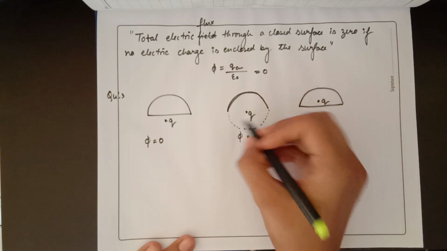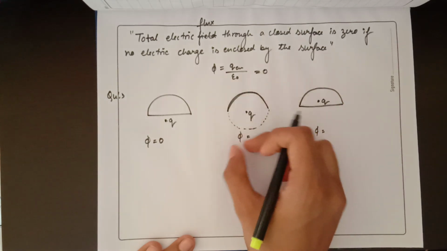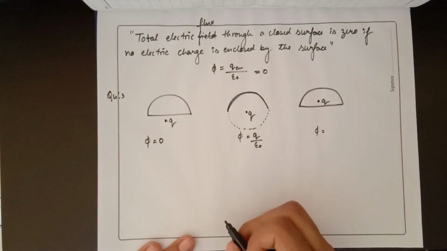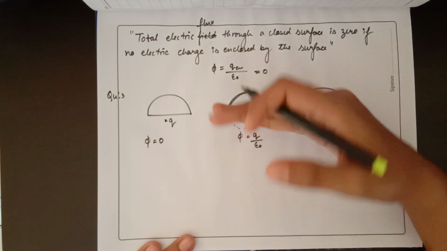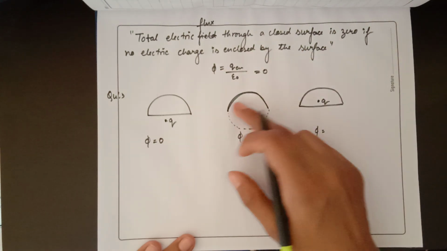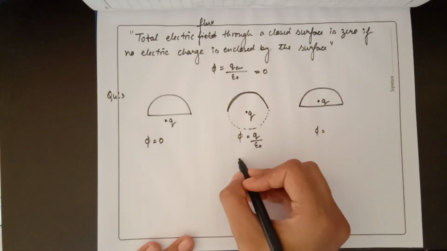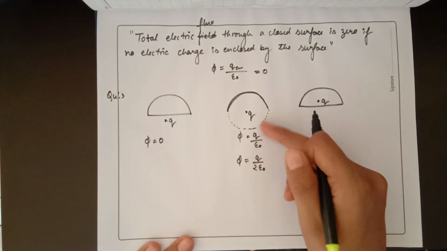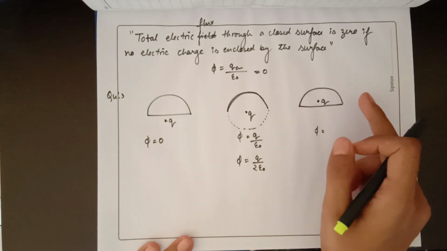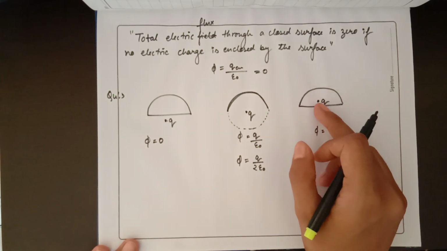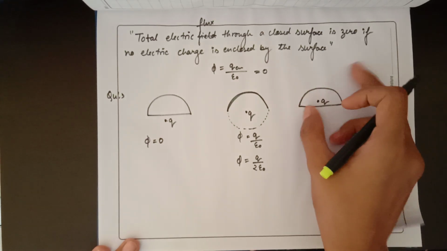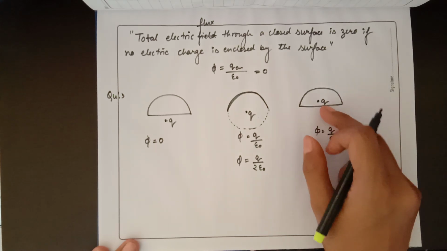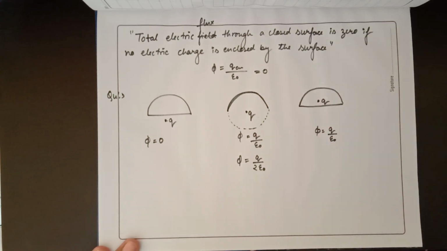If I want to calculate the electric flux through the whole, phi will be equal to q enclosed divided by epsilon naught. But if it is asked to find the electric flux only through this half, it will be phi is equal to q upon 2 epsilon naught, meaning I have halved this value. And in the third case, you can see q is inside this body, so phi is again equal to q upon epsilon naught, as the charge is within the surface.